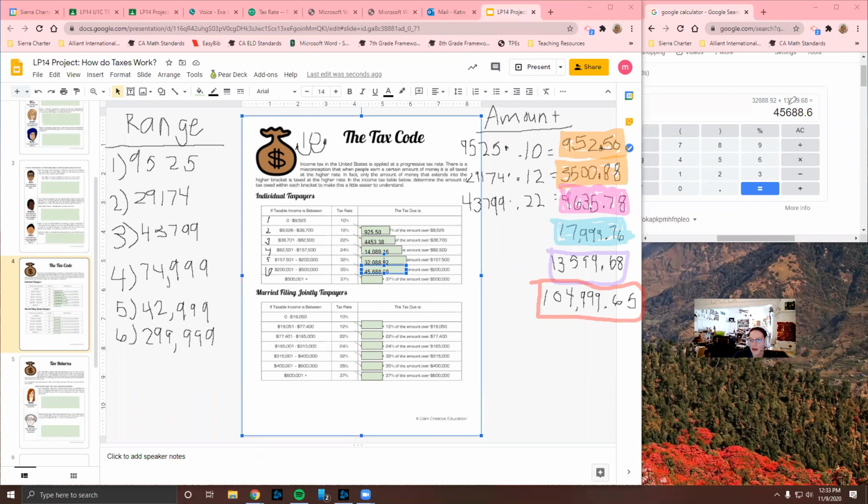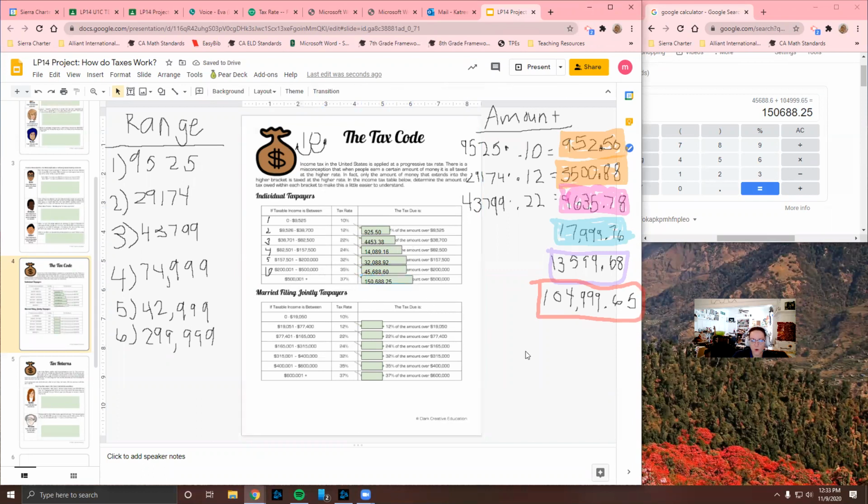If you make that much money, you're going to pay this $45,688.60 and this additional 104,999.65. Make sure we write it in there all neat. Find out what we get. So if you make over $500,000 a year, you will pay $150,688.25 in taxes. Okay. So we just did this whole first one together.